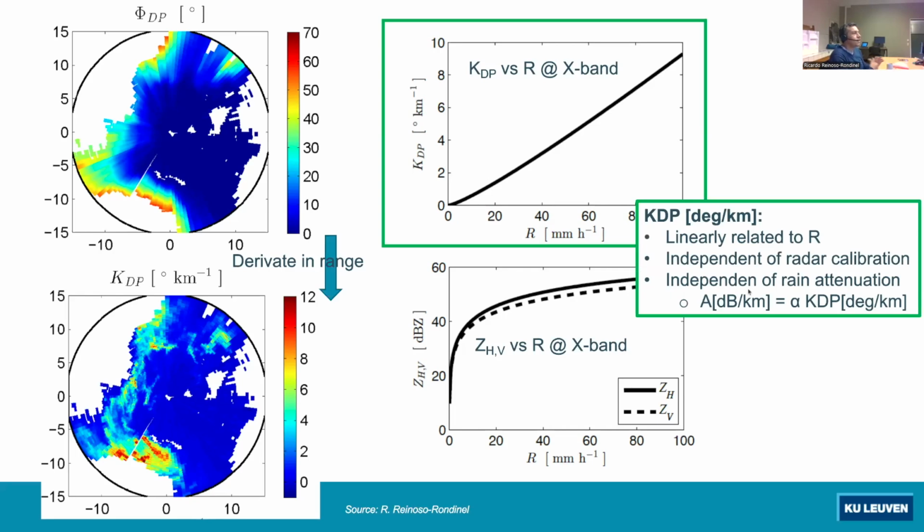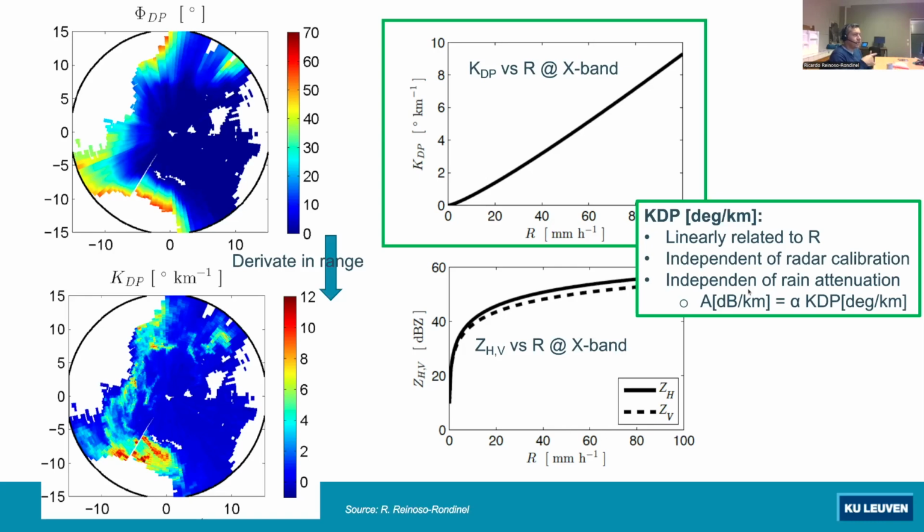The second advantage is that KDP is not power dependent because it's just the difference of phases. So the power of the signals could decrease, but the differential phase remains the same. It's not affected by how many raindrops are along the path, along the beam. So it's independent of attenuation, but also independent of calibration, because again, we're not talking about dBs or power. This is pretty much the phase. So that's what KDP is, and it has these qualities.